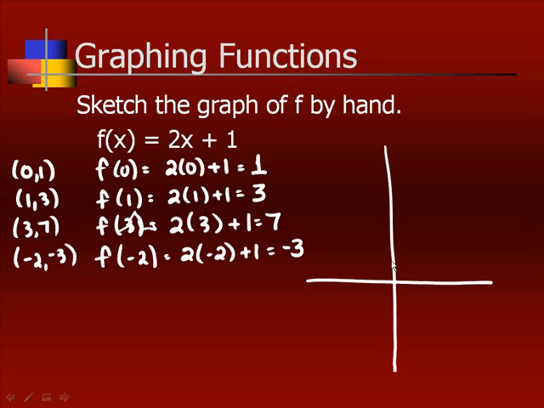Let's see if we've got a pattern yet. Over 0, up 1. Over 1, up 3. Over 3, up 7. Negative 2, negative 3, back 2, down 3. You notice the pattern? This is what we call a linear function. The graph will always make a straight line.